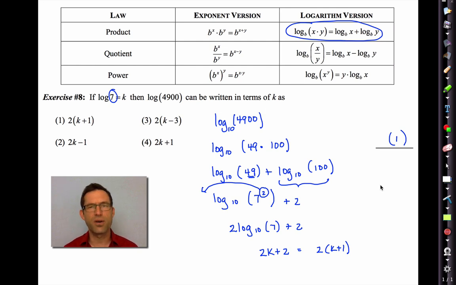Lots of students have a hard time with that because that 4900 is so large that they kind of look at it and don't exactly know what to do with it. But starting to break it up into a product so we can use that first log law, it's a good start. All right, pause the video now and write down anything you need to.